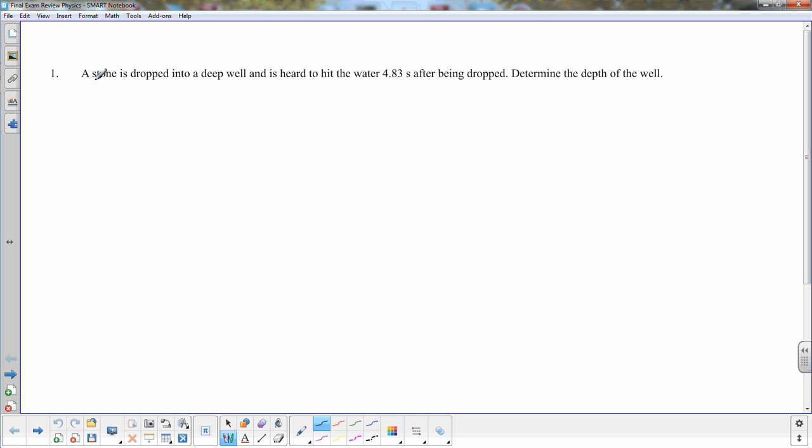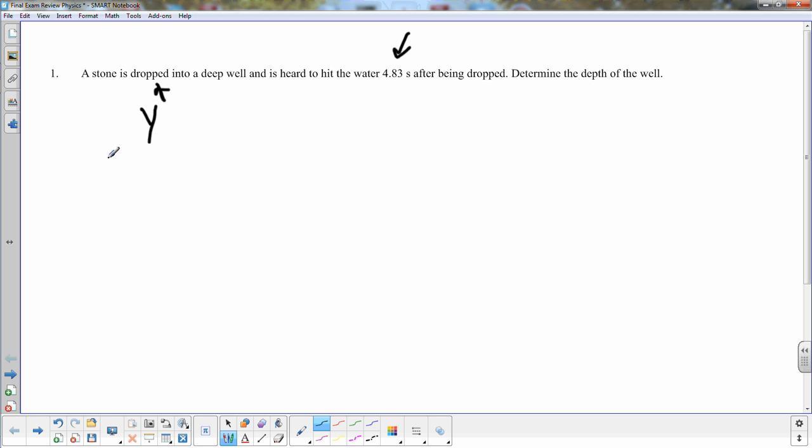So we're going to start off with number one. A stone is dropped into a deep well and is heard to hit the water 4.83 seconds later. That's important. Determine the depth of the well, and since we're dropping it, we're probably going to assume an initial velocity of 0. So what we're going to start with is, as always, a one-dimensional kinematic equation because there's no real projectile going across. It's just going straight up and down. We're going to deal with the y dimension.